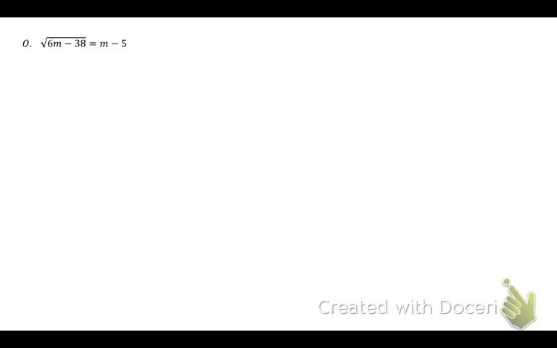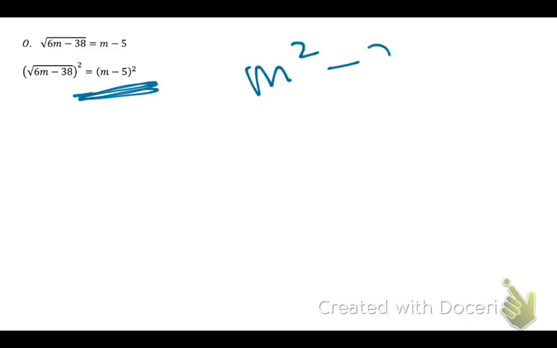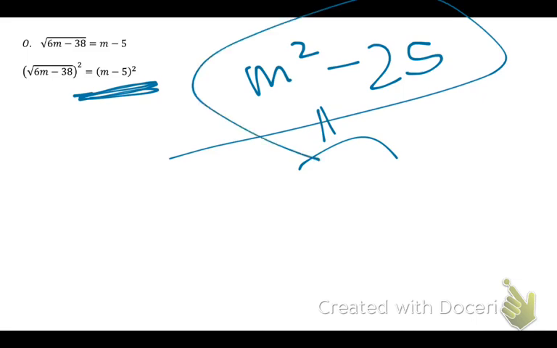Okay. So we have the square root of 6m minus 38 equals m minus 5. Square both sides. Now, when you square this, if you write that this piece right there equals m squared minus 25, I will start crying. I can cry on the spot, so I will just start crying. Just kidding, I can't cry on the spot. But do not do that. That is wrong. Do not put it as a plus.